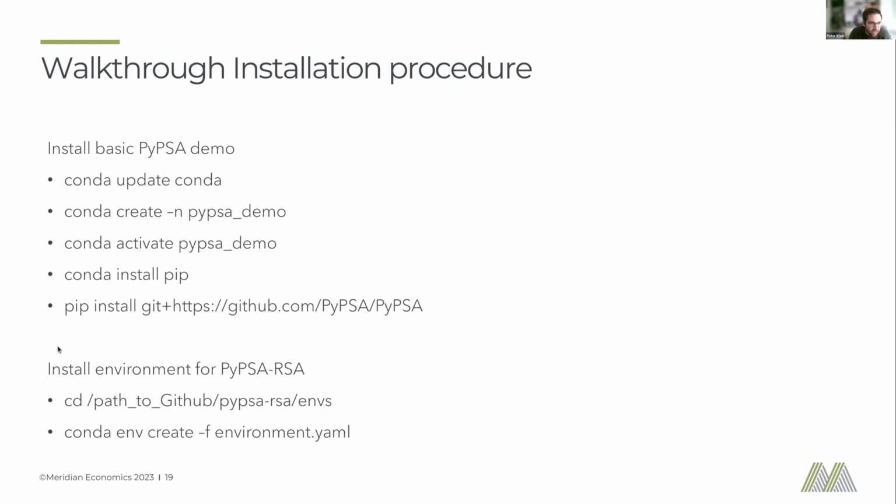When you want to get to the PyPSA RSA model, it's a little bit more involved because there are a lot of different packages that have to be installed. The first thing is to clone the GitHub repository, which we'll show, then change directory to the path called environments, and then create your conda environment using the script. It will automatically tell it all the different lists of packages that you need to have installed in order to run the PyPSA RSA model.